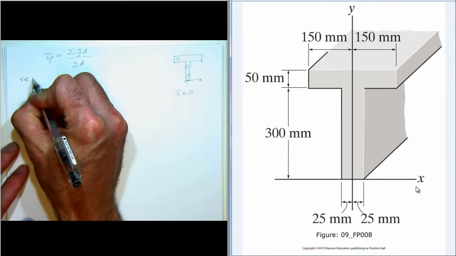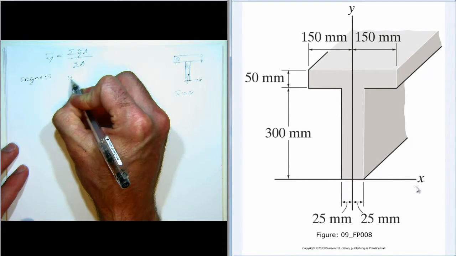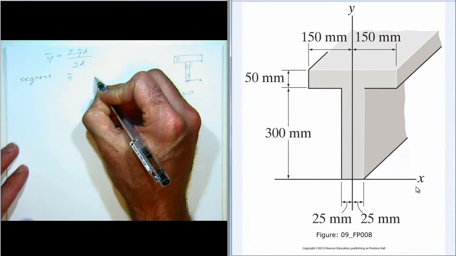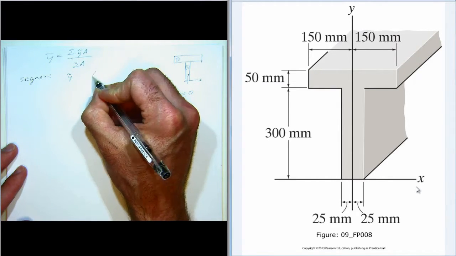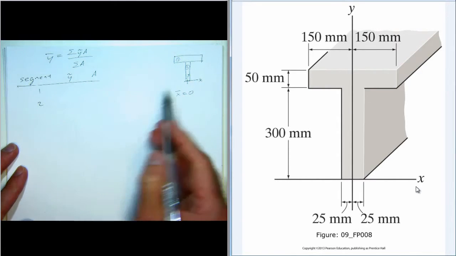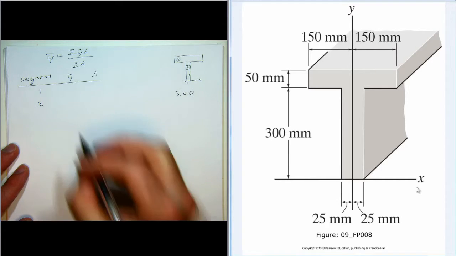So here's the little table I talked about. We have segments, and then we have the centroid for each segment. So segment 1 and 2. It's really simple for this piece, but when you get to more complex parts, then it's helpful. So segment 1, its centroid is located at y tilde is 325.